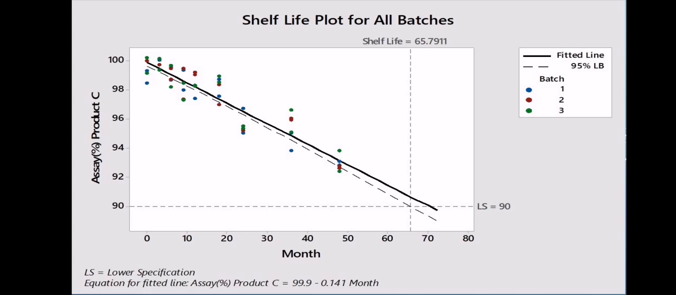And so we can see in this example that's shown here for this product C, these are different products and these different graphs. All the data are used to produce a single regression line, and there's a lower bound, and when that lower bound crosses the 90% threshold, an expiry date is suggested. So here it's 65.79 months.